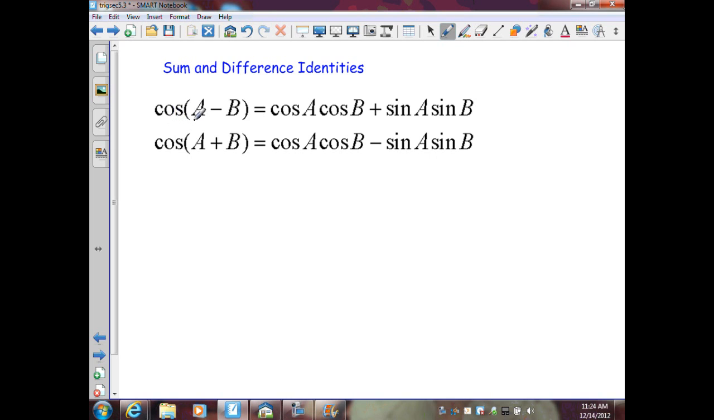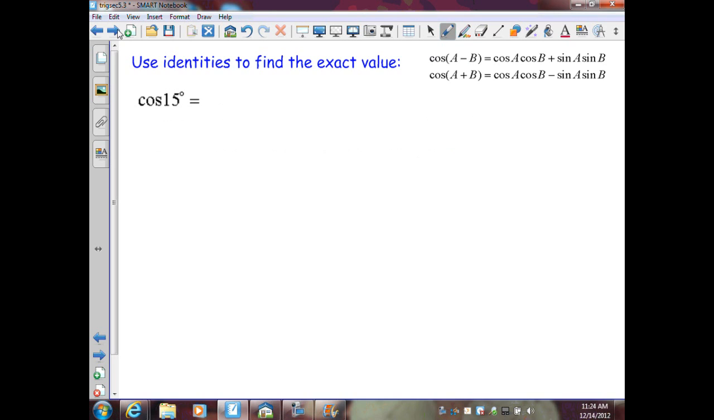So here I have cosine A minus B equals cosine A cosine B plus sine A sine B, and the sum identity is cosine A plus B equals cosine A cosine B minus sine A sine B. Let's take a look at an example. Here I want to use the identities to find the exact value of cosine of 15. This is not one of our common degrees that we use on our unit circle, but we can achieve that common degree by using our unit circle values.